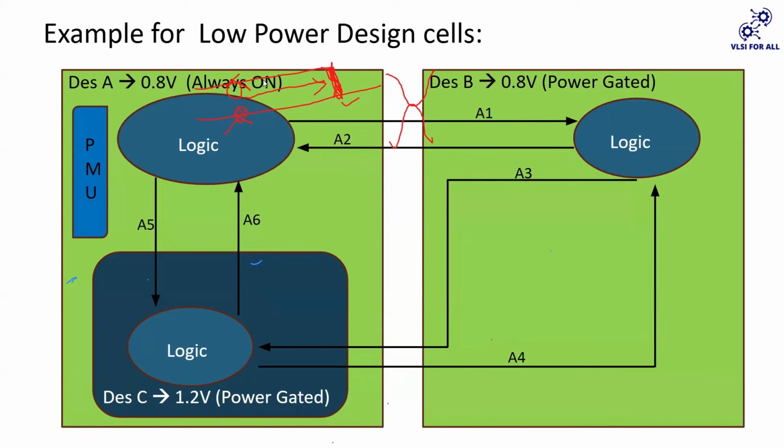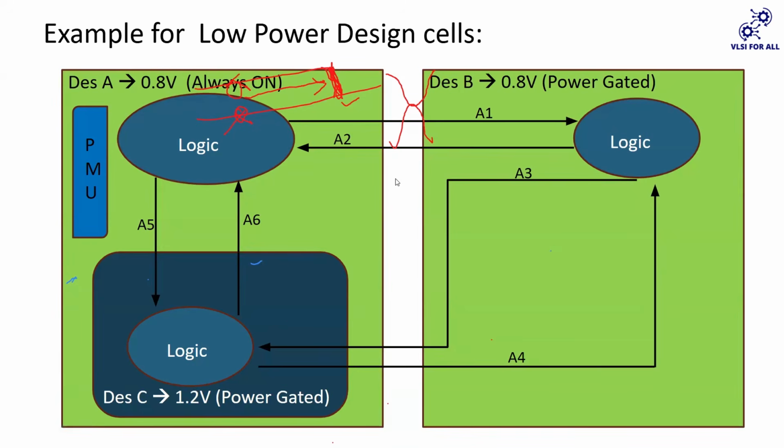But design B, I have stated this as power gated, correct? Power gated means you understand? It can be completely turned on, and it can be turned off. Now the third is this one, design C, which is within design A. But the operating voltage of design C is how much? 1.2 volt.